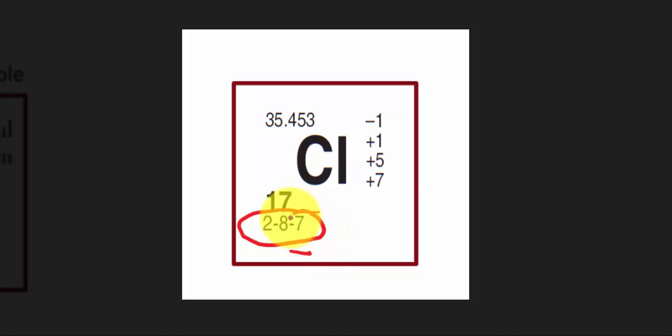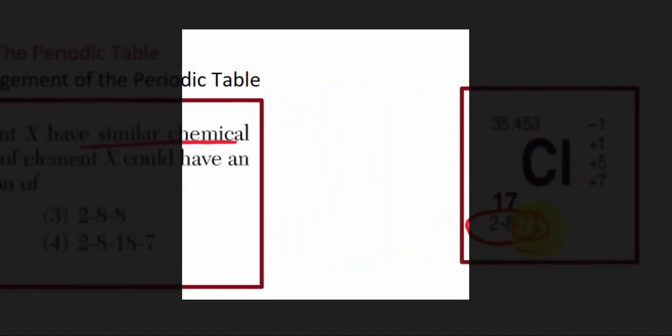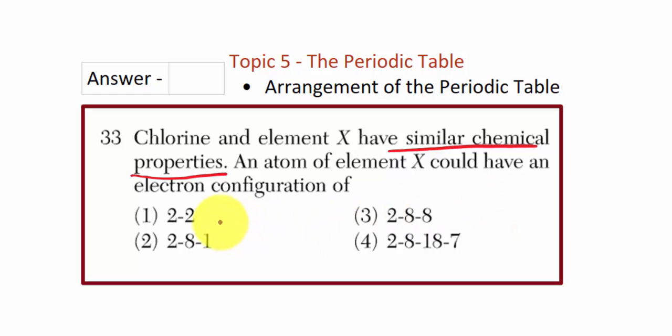So since chlorine has 7 valence electrons, we would expect element X, being similar in properties, should also have 7 valence electrons. So we go back and look at our 4 available electron configurations and note that only answer 4 has an electron configuration with 7 valence electrons. So that will be the element that has properties most similar to chlorine. Our answer is 4.